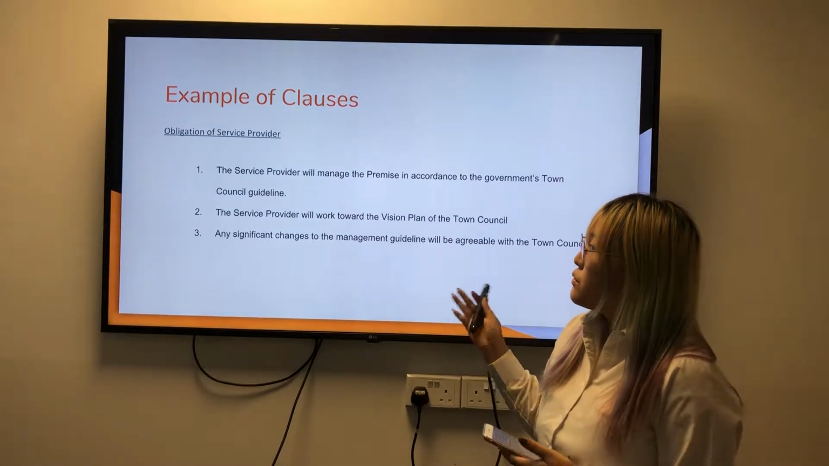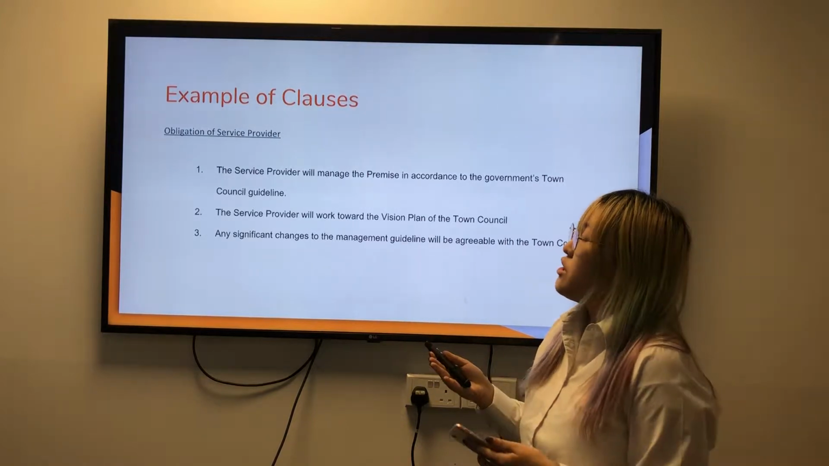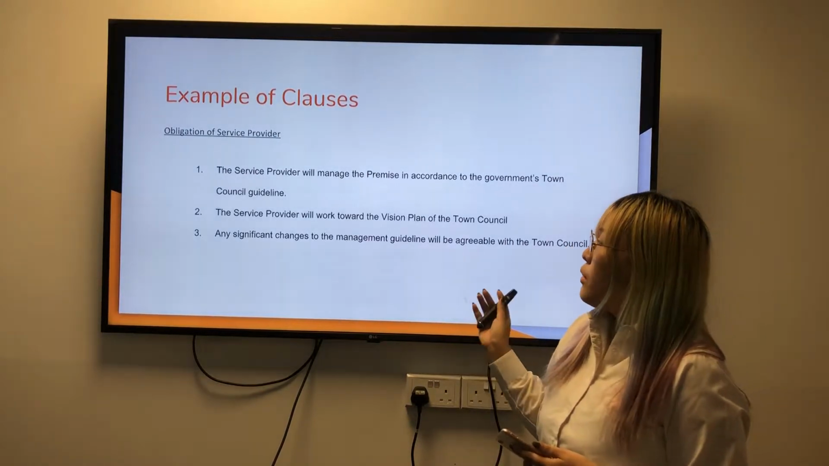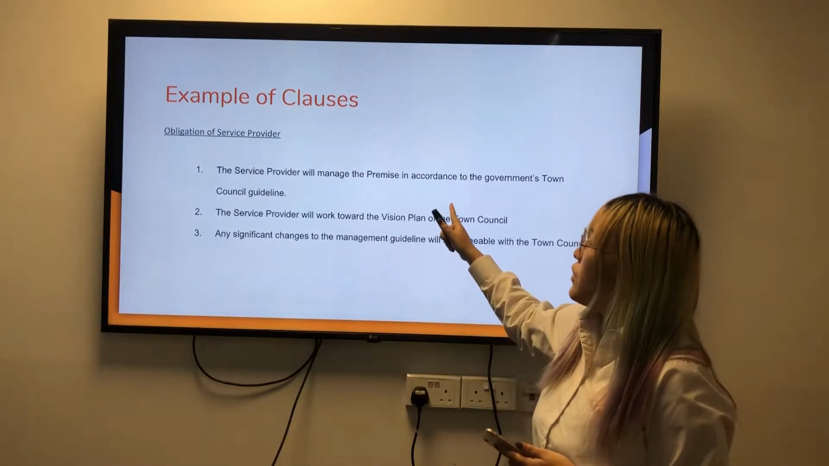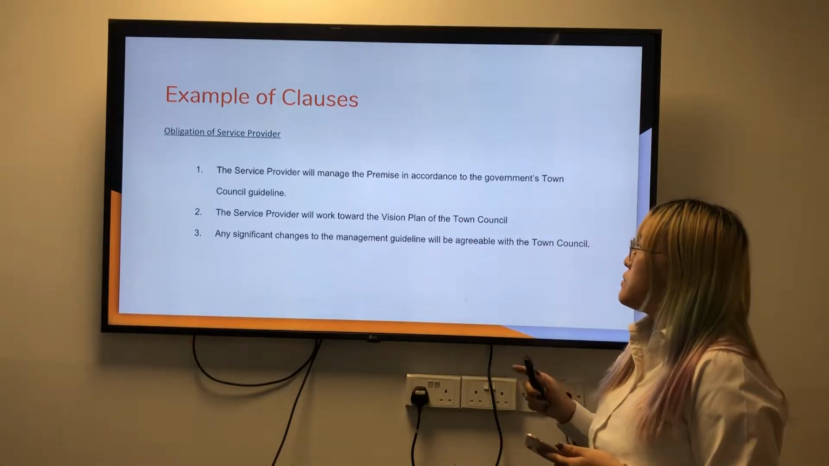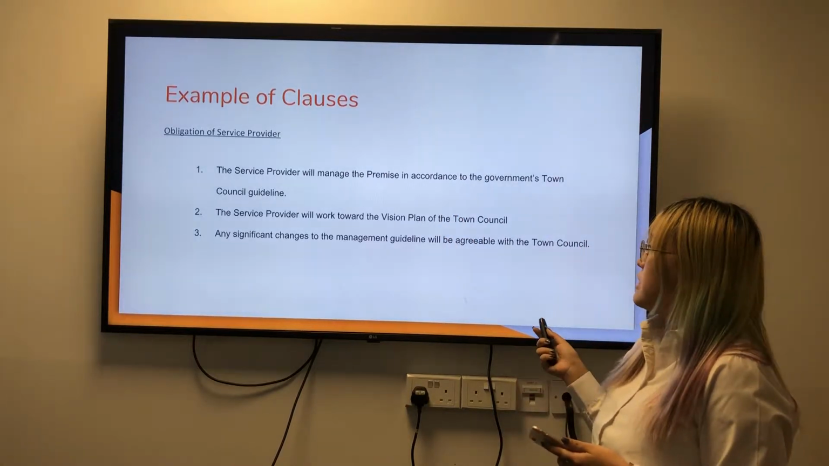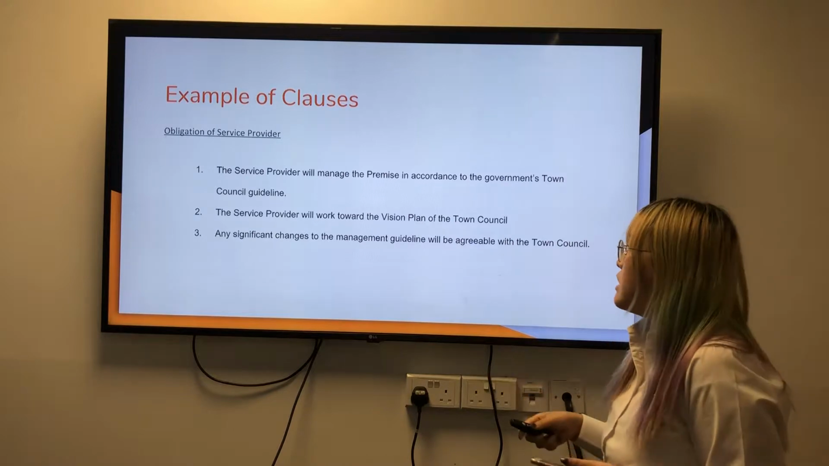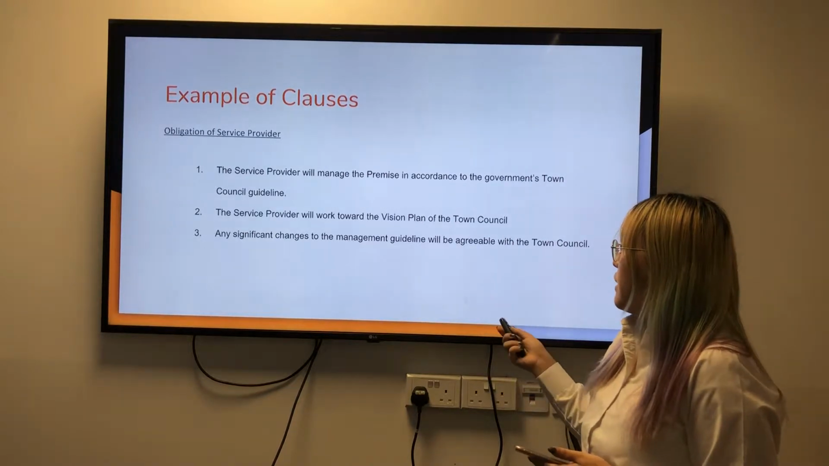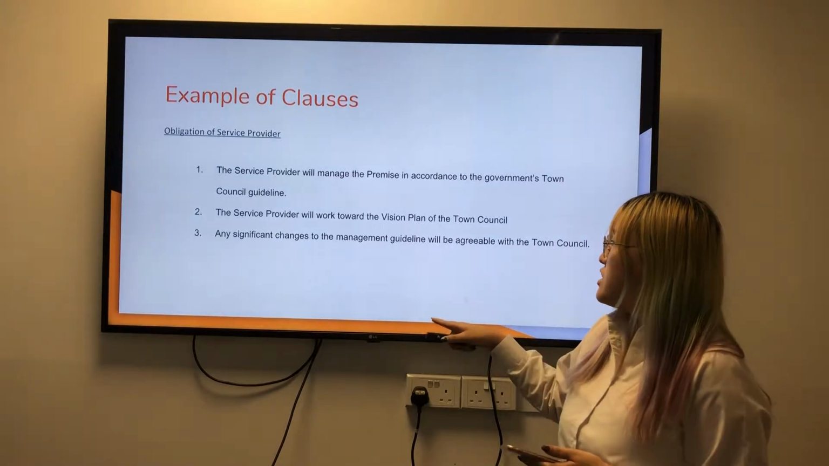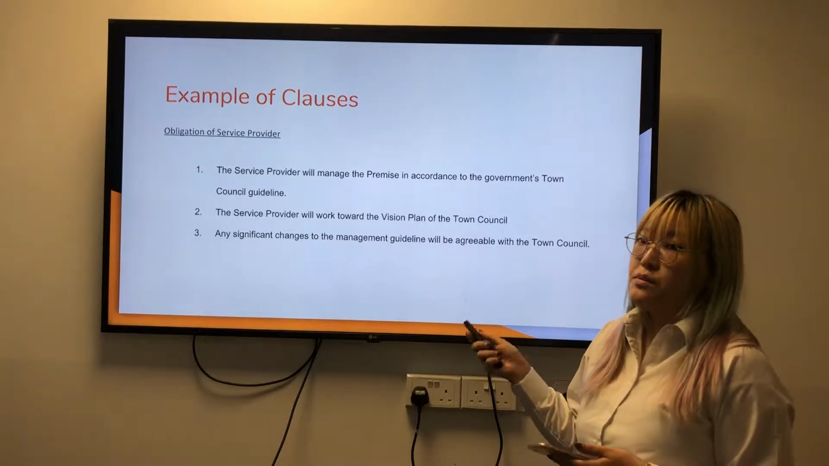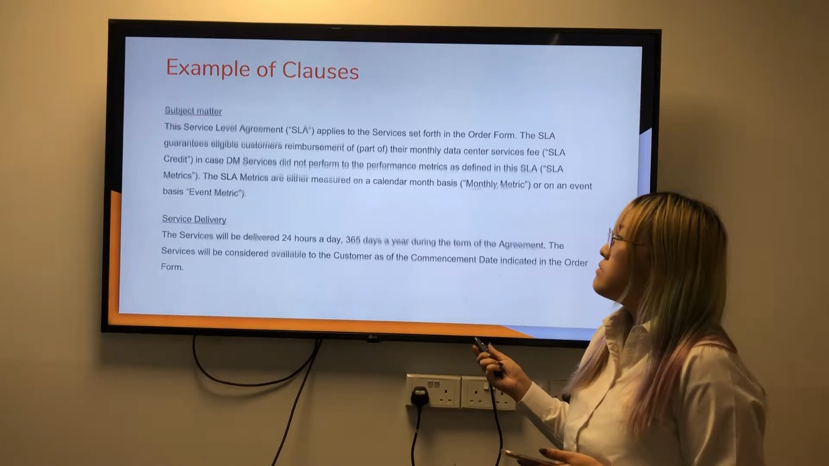Next would be the roles that are obliged of the service provider. The important one would be the first point, where it says the service provider will manage premises in accordance to the government's town council guideline. And they will also work towards the vision plan of town council, and any significant changes in the management guideline have to be agreeable by town council.